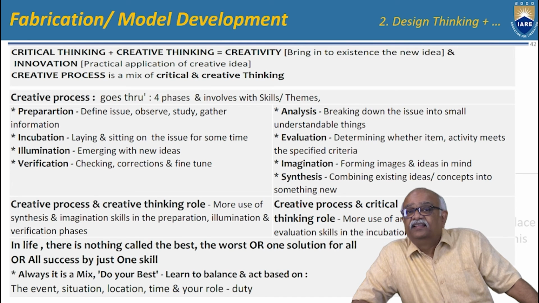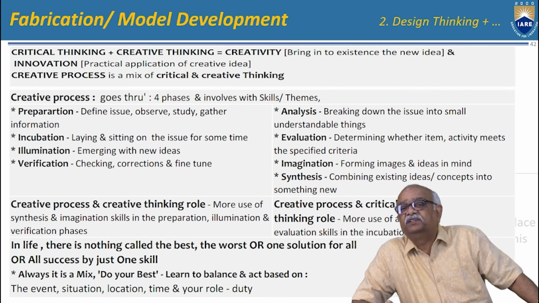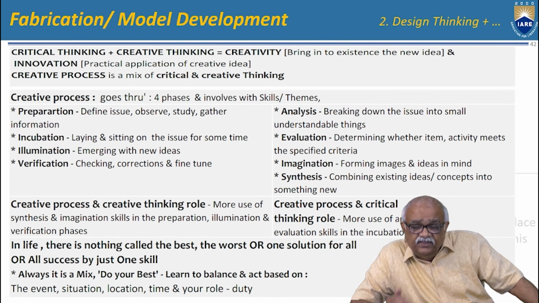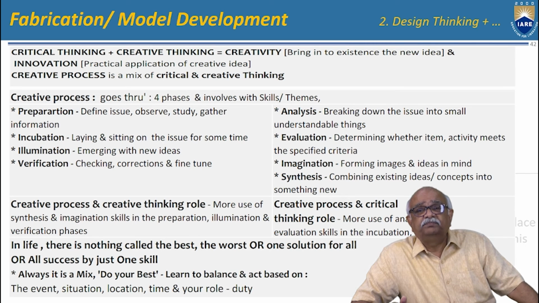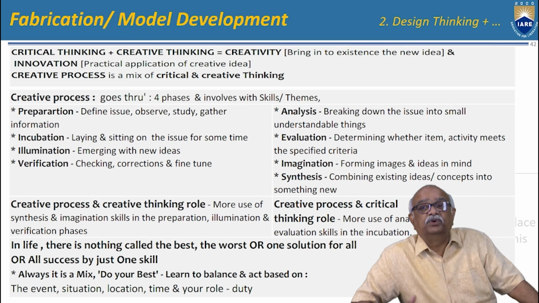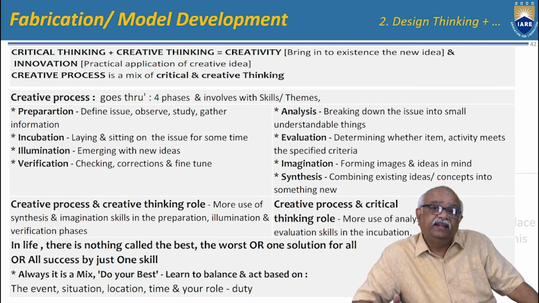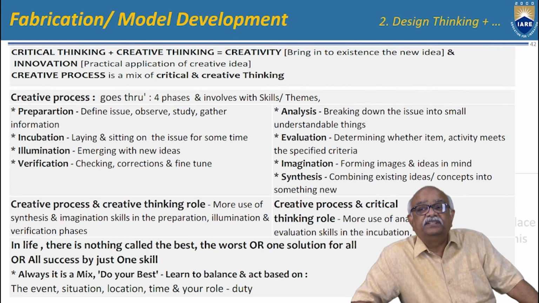If you see this as a creative process, it has some phases: preparation, incubation, illumination, and verification. In the same way, there are some themes: analysis, evaluation, imagination, synthesis, and so on. Creative thinking is more involved in one or two areas, that is synthesis and imagination, and it is used in preparation, illumination and verification. That means to start with, creativity is more. And critical thinking and the critical process work more in analysis, evaluation and incubation.